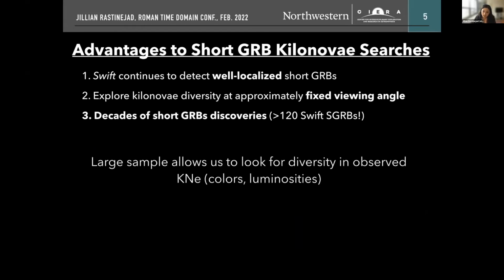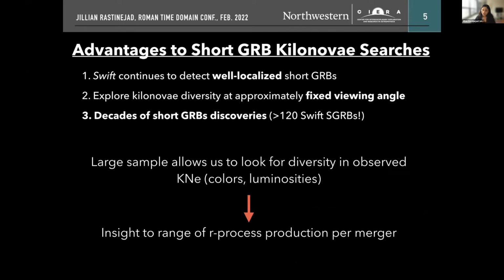Moving on from there, another advantage to having the large sample is that it allows us to look for diversity in the observed kilonovae, so their colors and luminosities in particular. We are certainly not at the place where we can tie a photometric detection, just one of those, to r-process production. However, looking at the diversity in observed short GRB kilonovae does give us some insight into the range of r-process production per merger, tying into larger questions like are binary neutron star mergers the sole site of r-process production, which I think the next speaker will probably talk about some other possibilities.